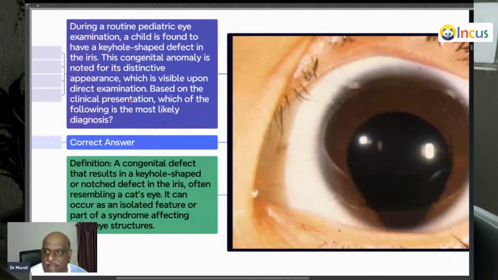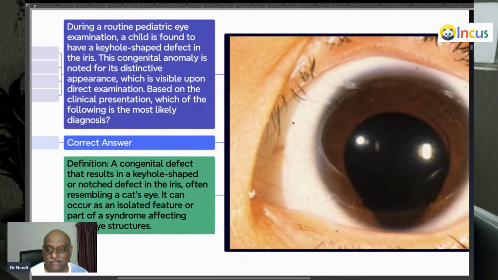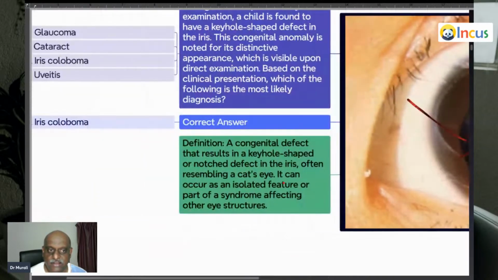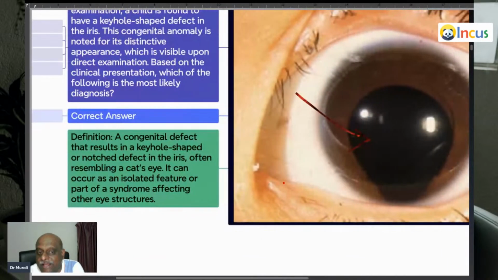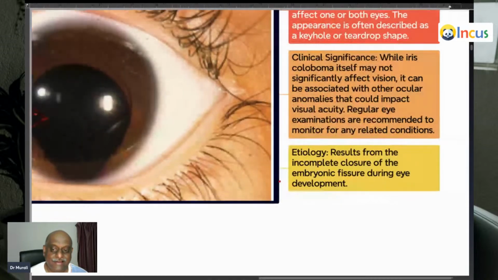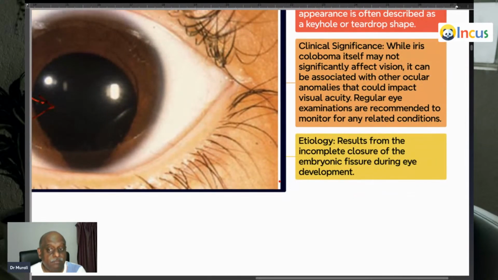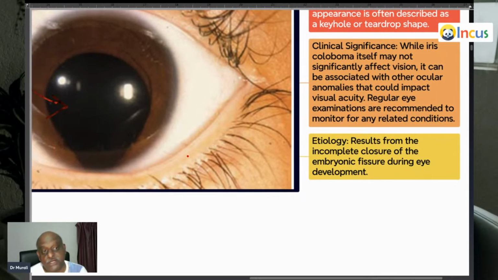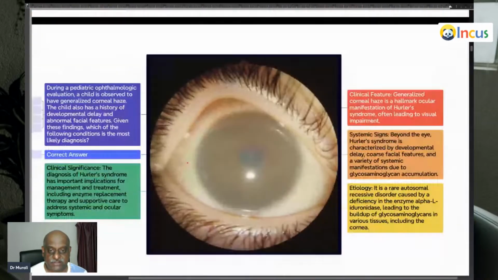During a routine pediatric examination, what is this child having, doctor, in the iris? It is a keyhole-like lesion, which is classically of iris coloboma. It is because of the incomplete closure of the embryonic fissure during the eye development.